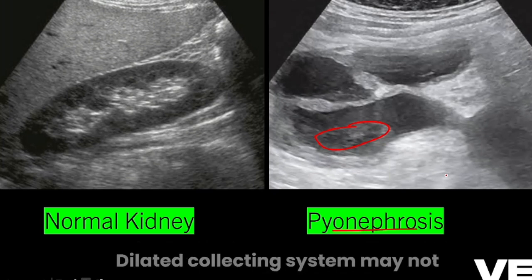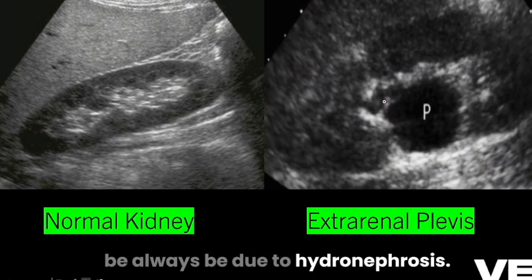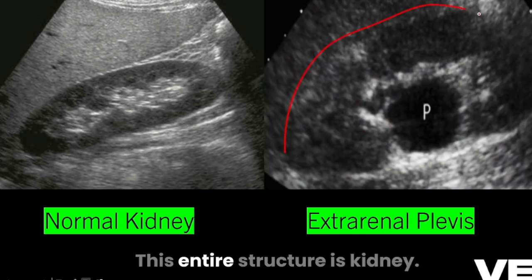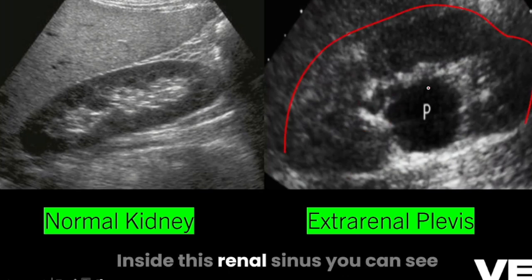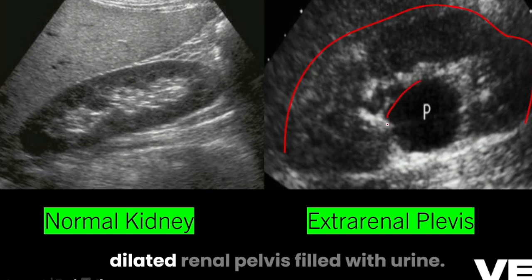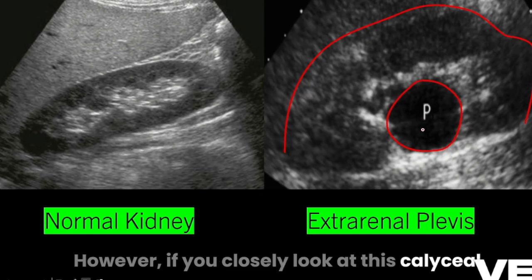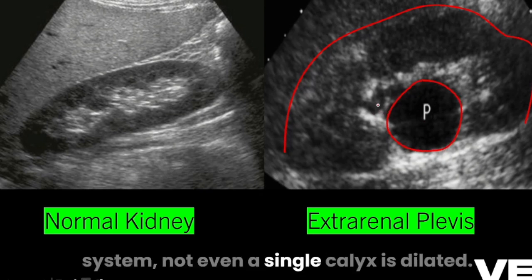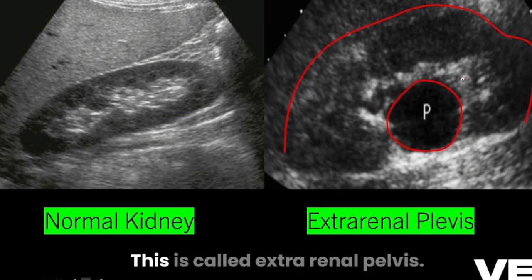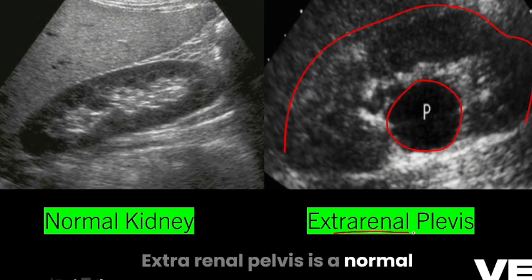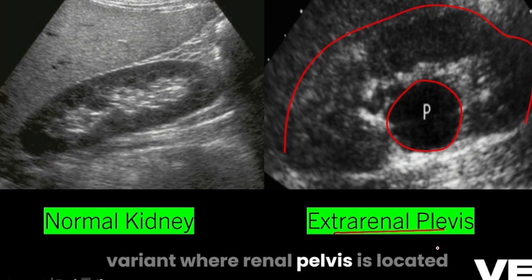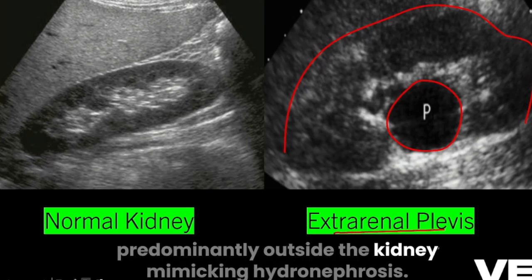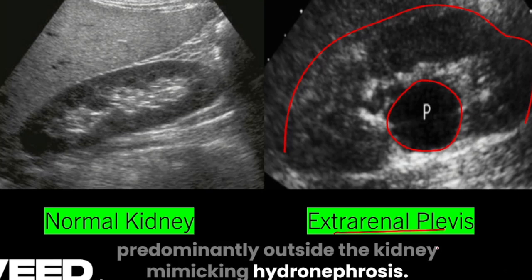Dilated collecting system may not always be due to hydronephrosis. Look at this image. This entire structure is the kidney. Inside this renal sinus, you can see a dilated renal pelvis filled with urine. However, if you look closely at this calyceal system, not even a single calyx is dilated. This is called extrarenal pelvis. Extrarenal pelvis is a normal variant where the renal pelvis is located predominantly outside the kidney, mimicking hydronephrosis.